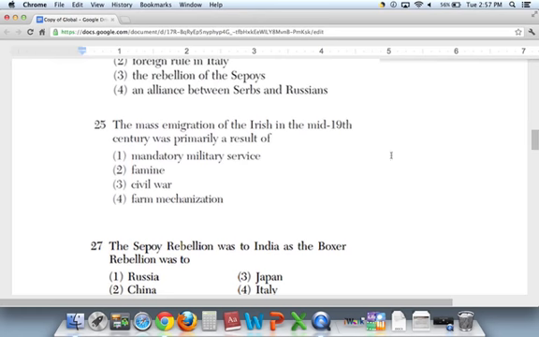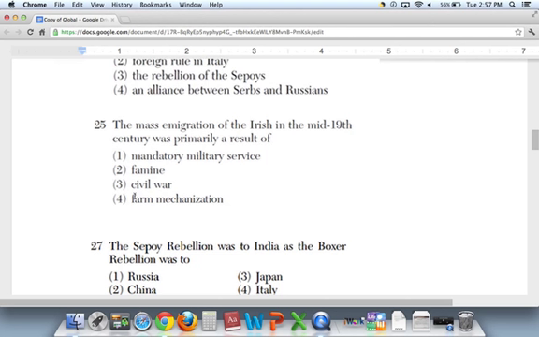25. The mass immigration of the Irish in the mid-19th century was primarily a result of 1. Mandatory military service, 2. Famine, 3. Civil War, and 4. Farm mechanization.